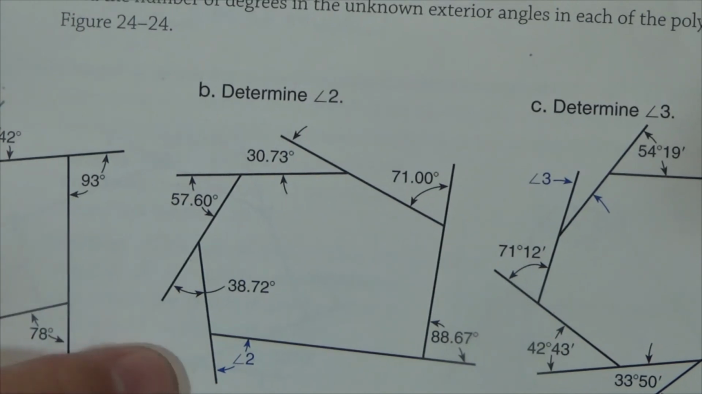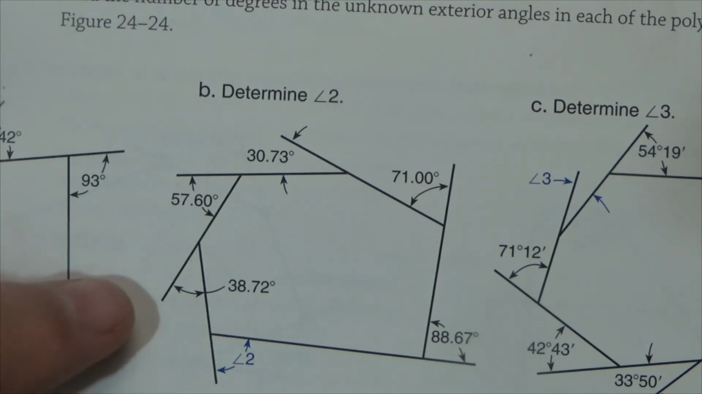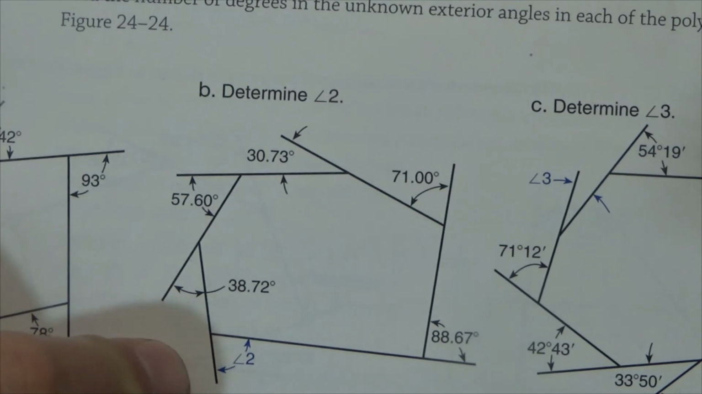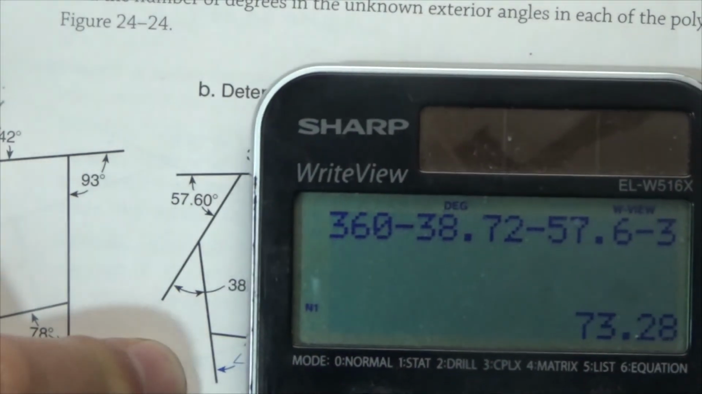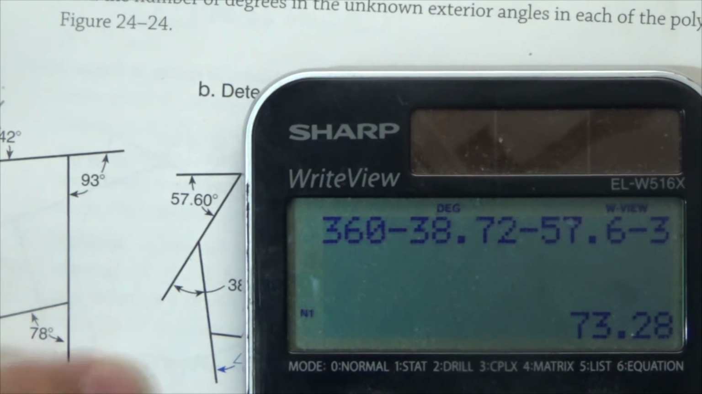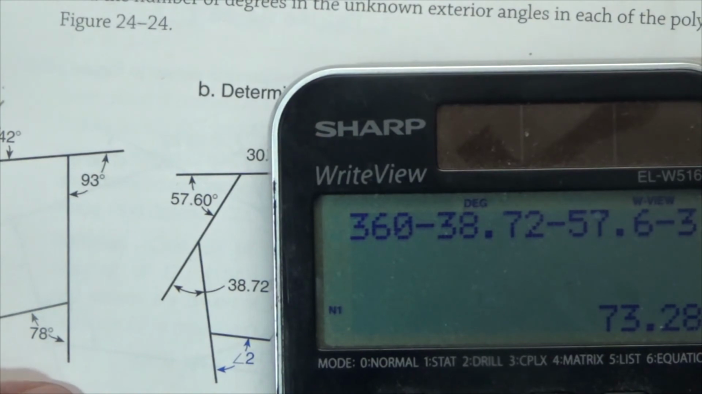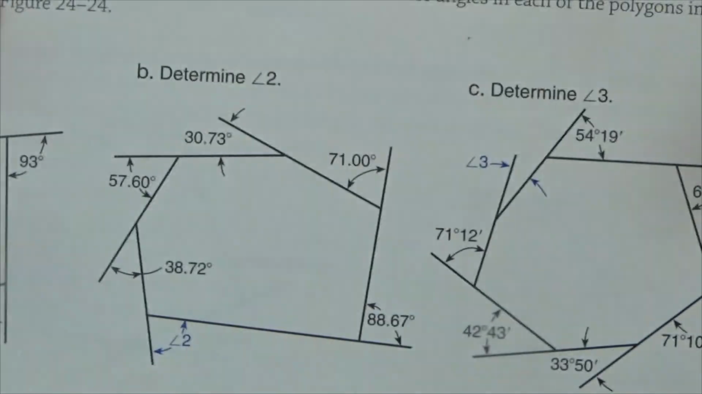So to find, I think we have the one unknown right here. So 360 minus 38.72 minus 57.6 minus 30.73 minus 71 minus 88.67. So that angle is 73.28 degrees. Move it over a little bit so you can actually see the angle. Ta-da! It works.